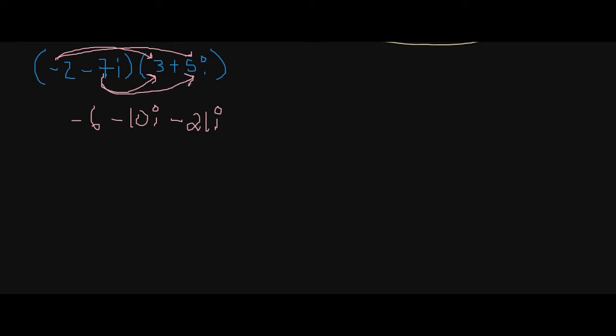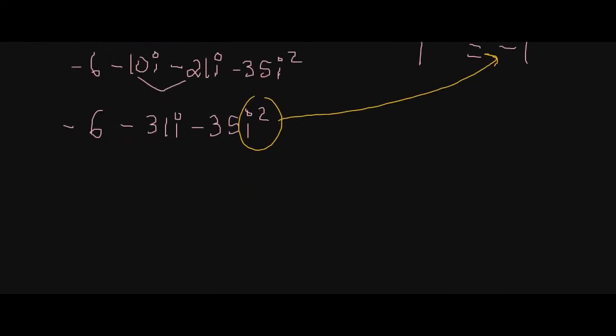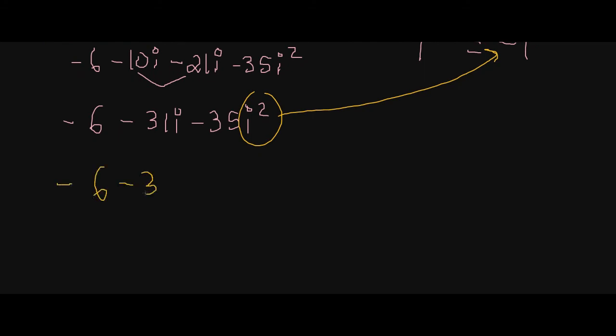And then -7i times 5i is going to give me, 5, 10, 15, 20, 25, 30, 35, -35i squared. I'll just simplify this. We have -6, and -10i minus 21i is minus 31i, minus 35i squared. Now remember, we said i squared was equal to -1. So we can replace the i squared with a -1. If we do that down below, we get -6 minus 31i minus 35 times -1.